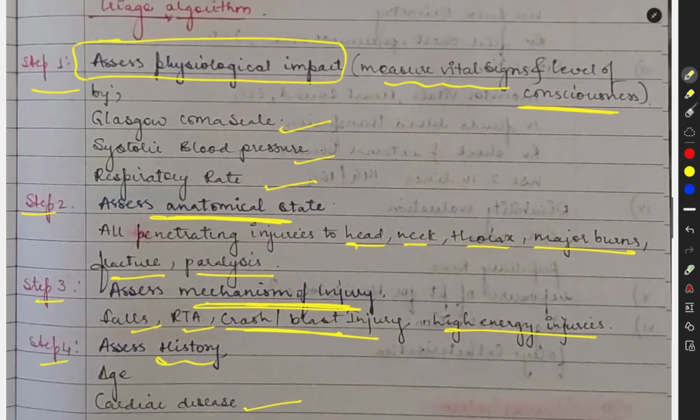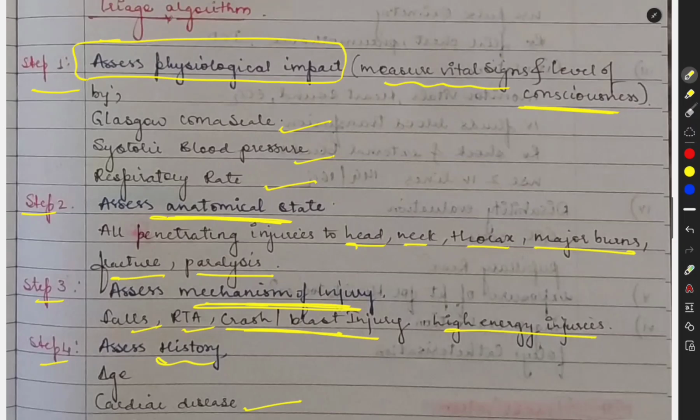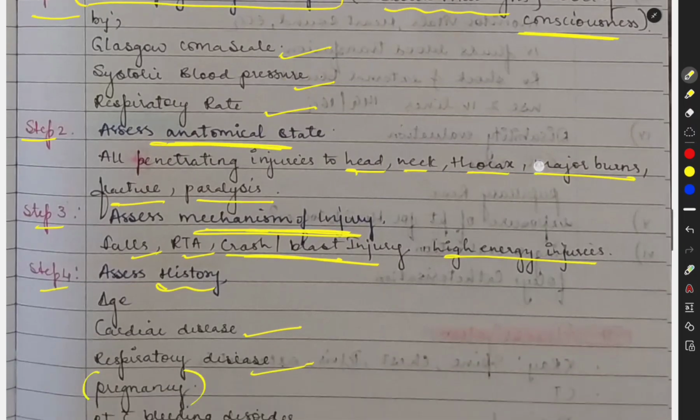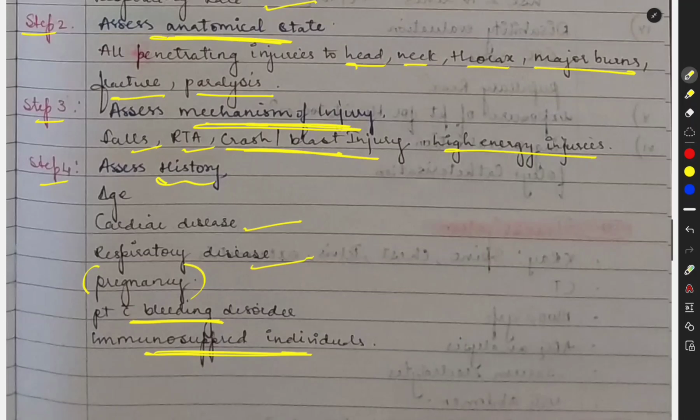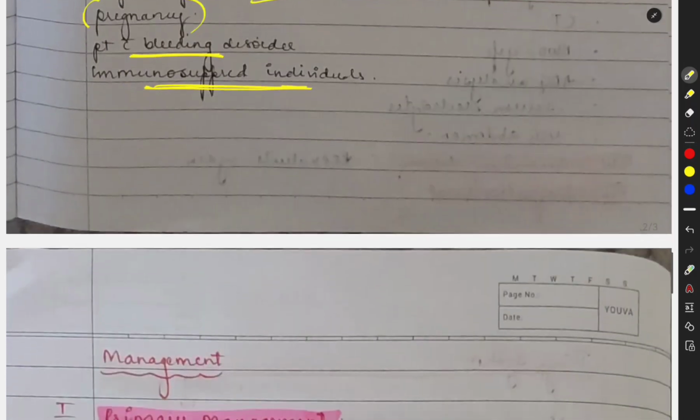So the 4 steps in triage algorithm are assessing the physiological state, secondly the anatomical state, thirdly the mechanism of injury, and at last the history of the patient. This is about triage algorithm.